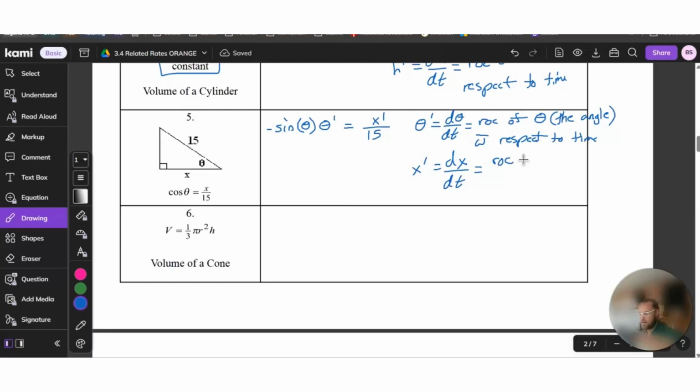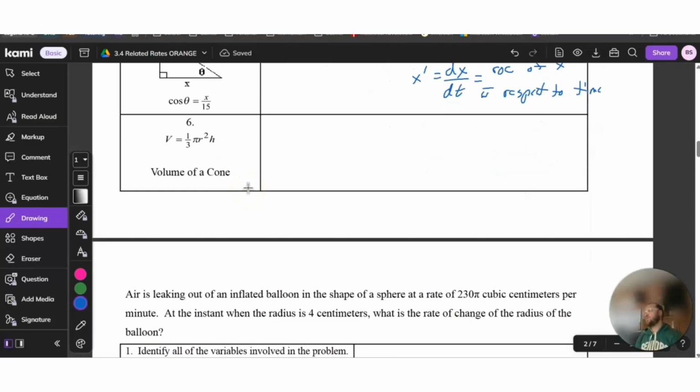You're going to drink the water that's in your thermos over time. You're going to use the energy from the food that you've eaten over time. Anything that happens changes over time. All right, so this is the rate of change of x with respect to time. And our last one is the tricky one. All right, so let's do the volume of a cone.